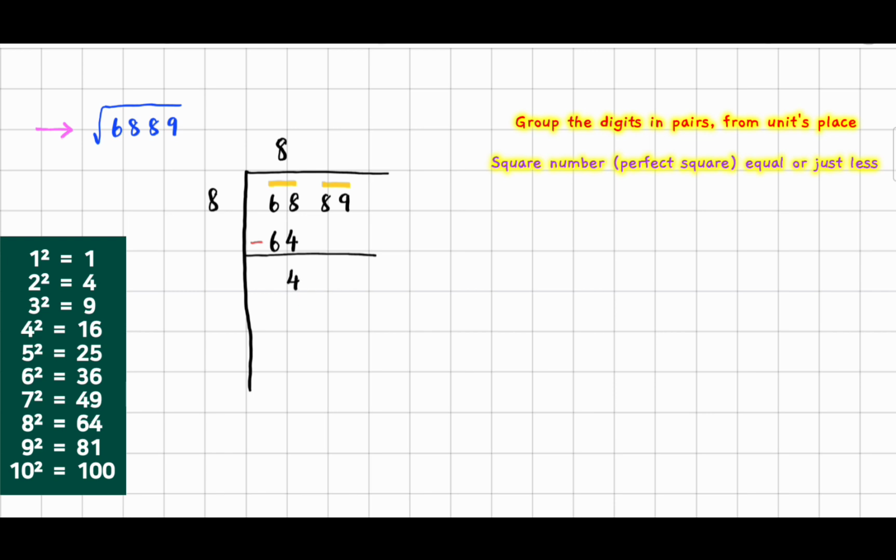The next step is one of the easiest steps. Bring the next pair down. The next pair is 89, and we write it down to the right of the number 4. Now the new dividend is 489.